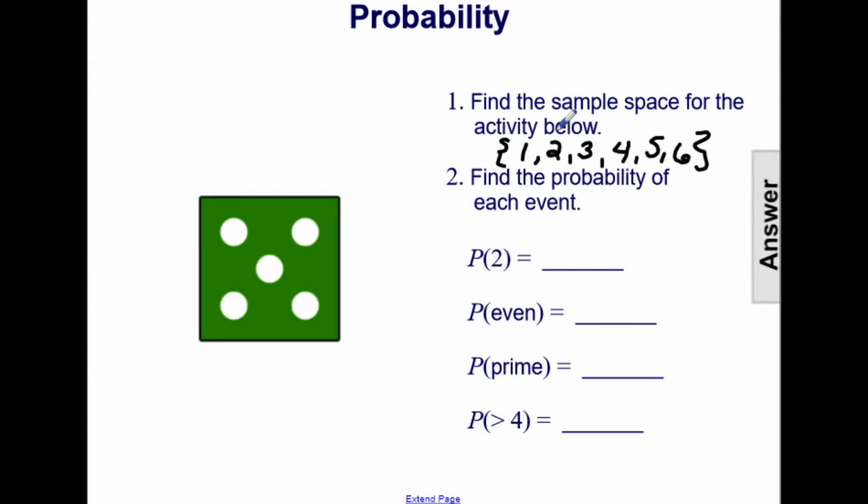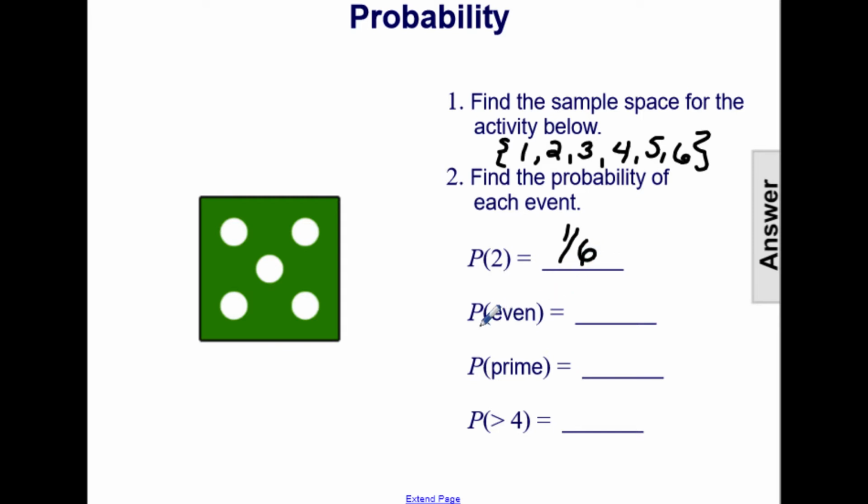So now if we want the probability of each of these events, we know this is our sample space. This is the total number of possible outcomes, which we have 6. So that will be our denominator for each of our probabilities. So first we want the probability of a 2. Well, there's only one outcome of having a 2, which is when it lands on 2. So that would be 1 out of the 6. So that probability would be 1/6.